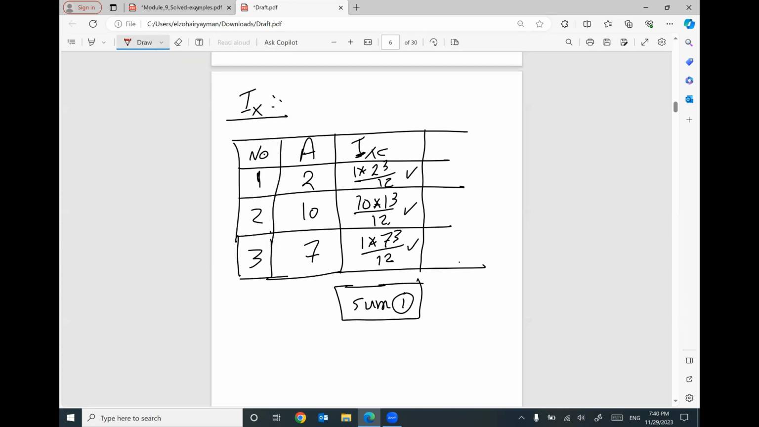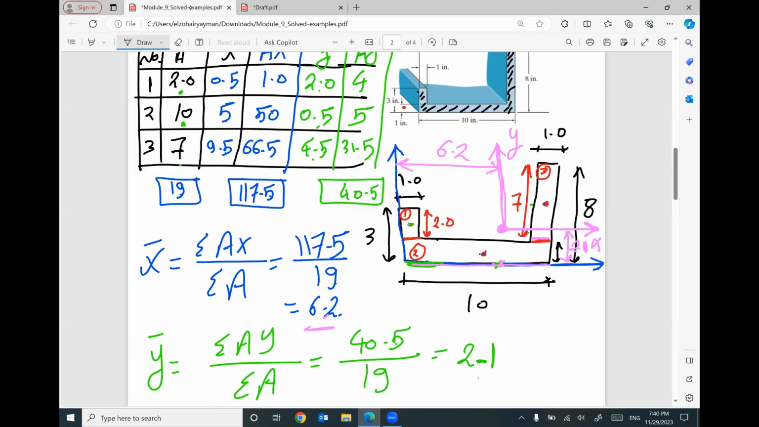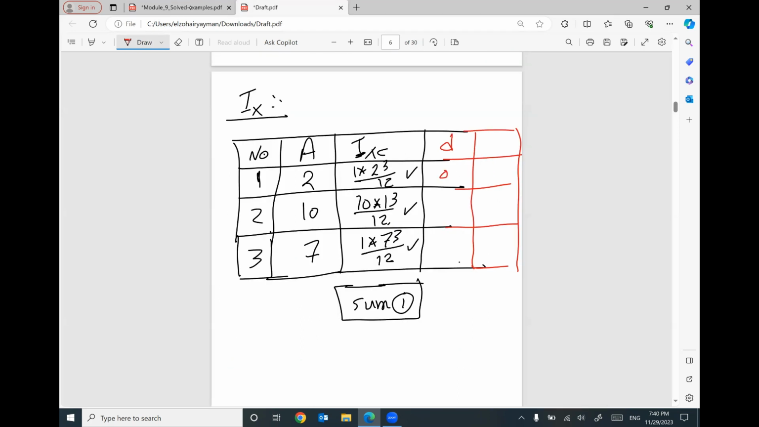Then I will add another column for distance. What is the distance between the x-axis for this part and the x-axis for the whole area? This part has its x-axis at a distance from the bottom. And this one has distance 2.1. So the distance in between will be 0.1.